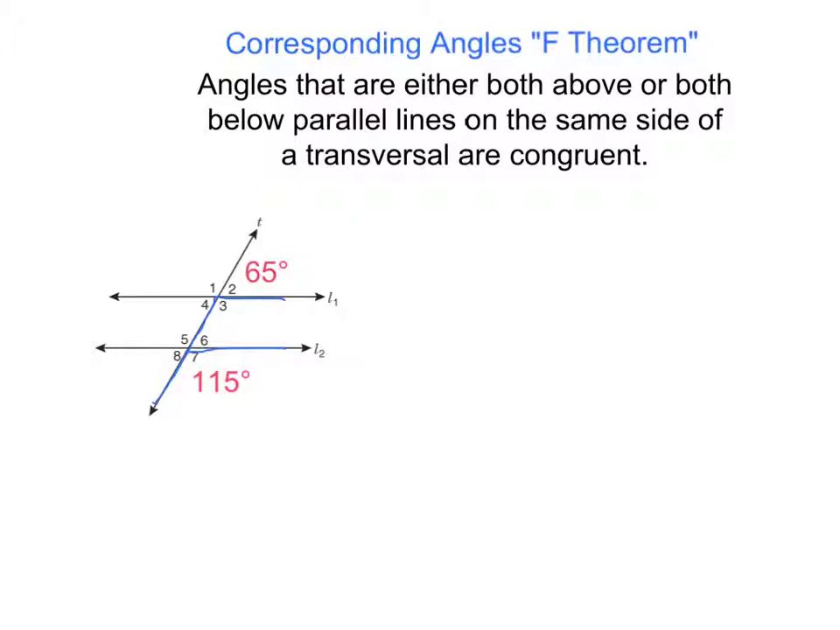So the F theorem tells us that if two angles are on the same side of the transversal, so we're going to be looking on the right-hand side of this transversal line, if those two angles are on the same side of the transversal and both above the parallel lines, then they will be congruent, or the same. So that means that angle 2 and angle 6 are the same because they are both above the parallel lines and to the right side. So we can say that angle number 6 is equal to 65 degrees.